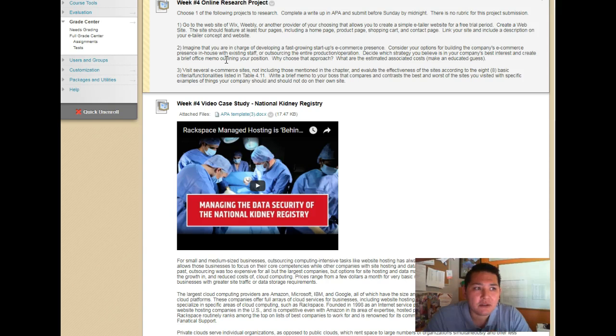And then the third option is to actually visit some e-tailing sites, e-commerce sites not including those already discussed in the chapter, and evaluate the effectiveness of the sites according to the 8 basic criteria for functionalities listed in Table 4-11 in your text. Write a brief office memo to your boss that compares and contrasts the worst and best parts of the sites you visited, with specific examples of things your company should and should not do on their own site.